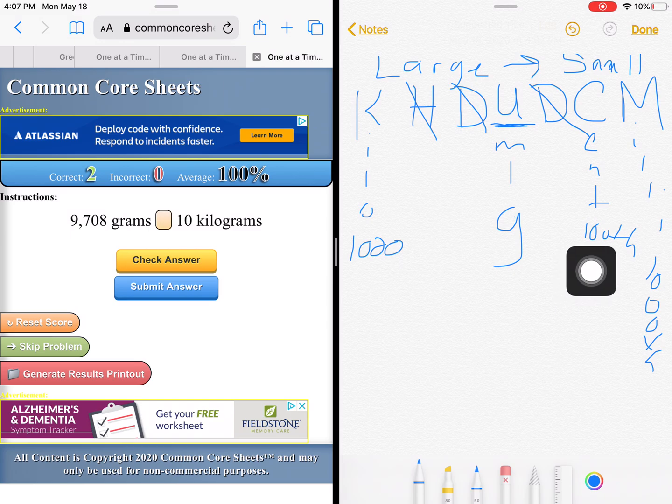Centi is an abbreviation for hundredth. So that would be like this meter being broken into 100 pieces, or the liter being broken into 100 pieces. So there's 100 centigrams in a gram. Milli is the smallest, and it is 1,000th. So that's the unit being broken into 1,000 pieces. So there's 1,000 in a unit, but it takes 1,000 units to make the kilo.